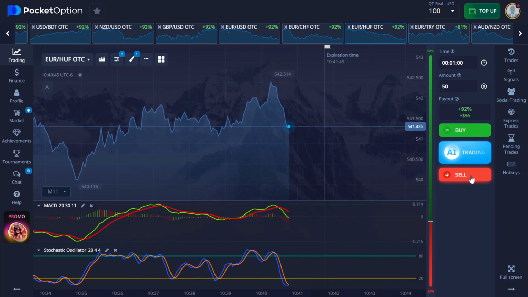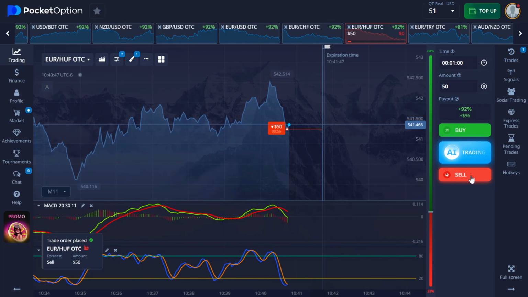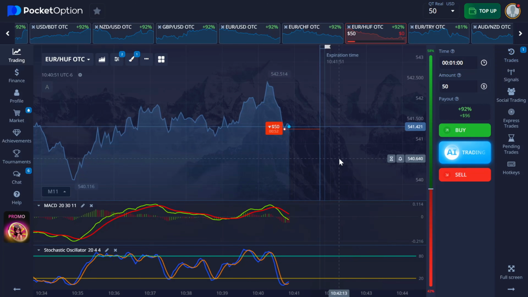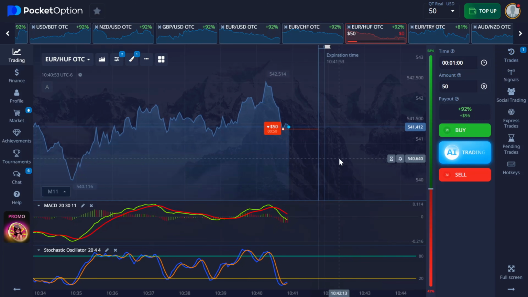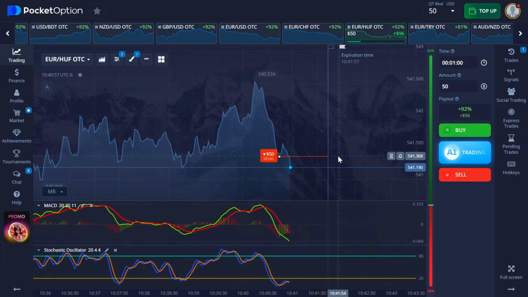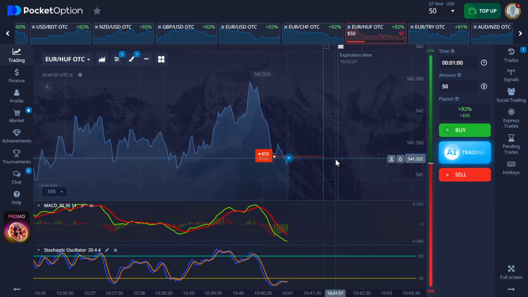Okay, I will be taking this for $50. I don't know what happened there. It took a while for my trade to be entered right there. Yeah, so technically I took a downward trade and I'm going to explain why.